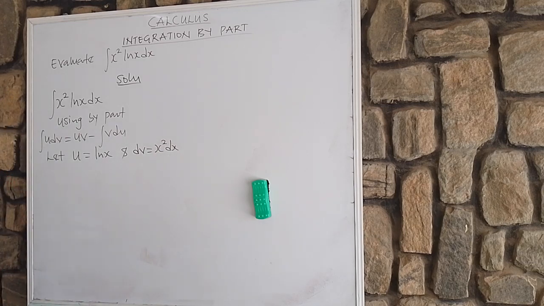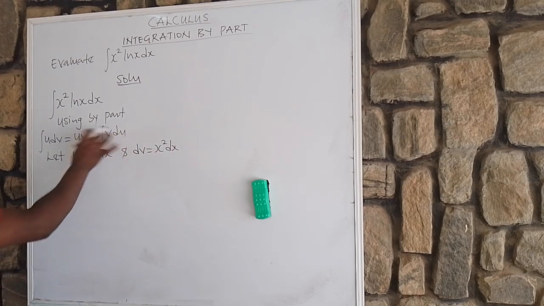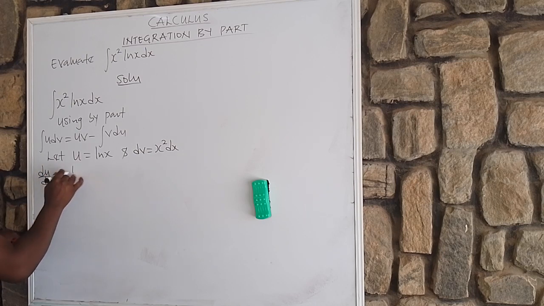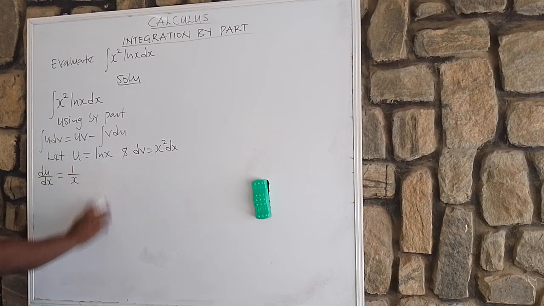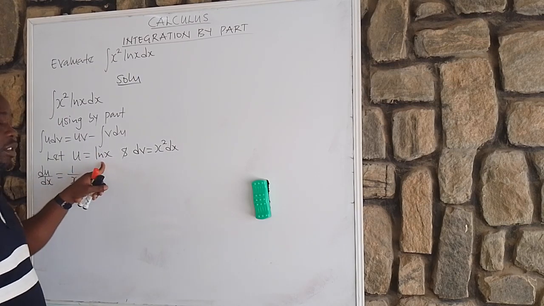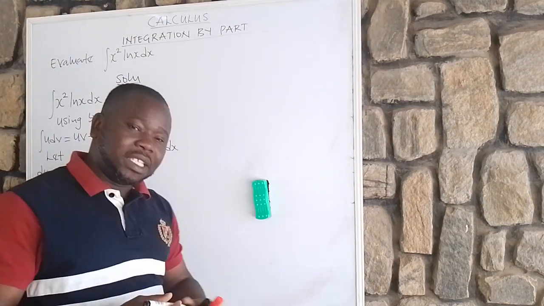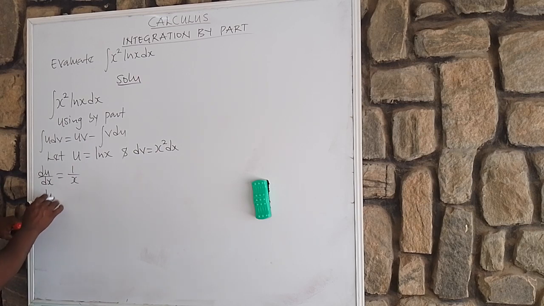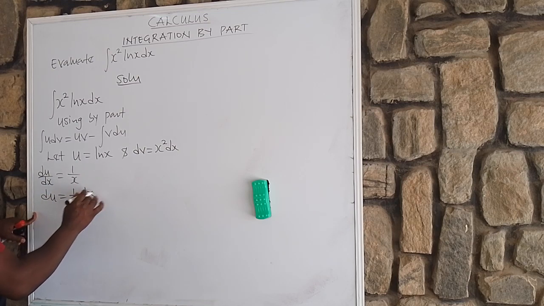So now we are going to differentiate u with respect to x, integrate dv with respect to x, then substitute into the formula. So du over dx is going to give us 1 over x. If you differentiate ln x, it will always give you 1 over x. But if you integrate 1 over x, it will always give you ln x. Take note. Then du will be equal to 1 over x dx.